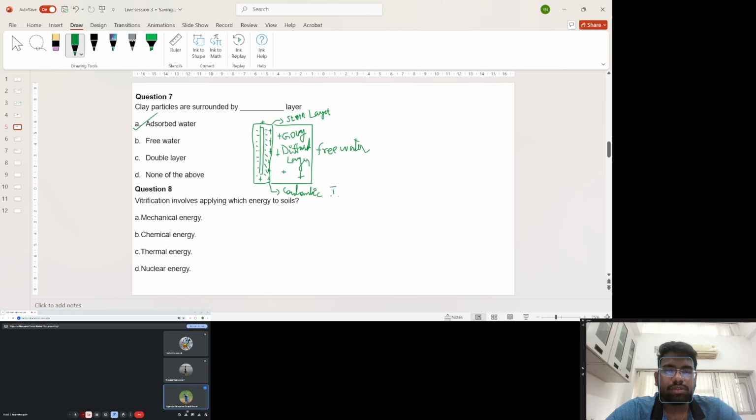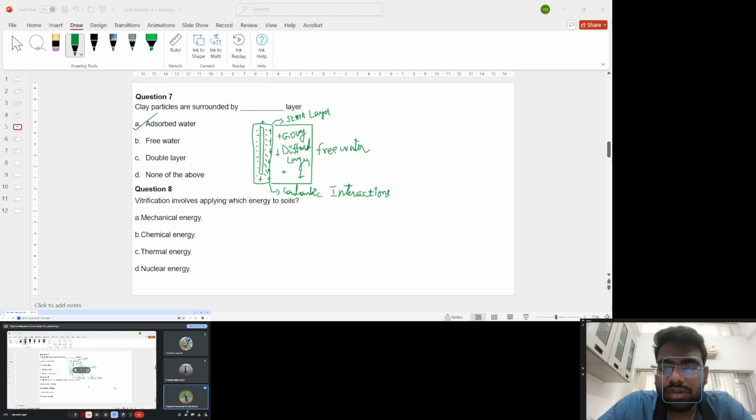Coulombic interactions, so they obey Coulomb's law, right? Most of the basics for clay mineralogy are taken from colloidal chemistry, which you would have studied in 10 plus 2, surface chemistry. Most of the aspects were adopted from this. There is a very good book called Clay Mineralogy by Grimes, so you can also refer to it for a deeper understanding.